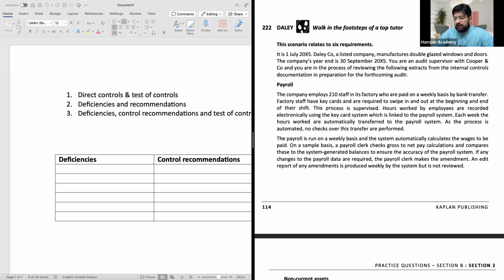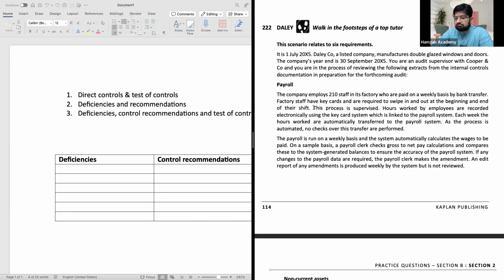So it is 1st July 20x5. Daley Company, a listed manufacturer, makes double glazed windows and doors. The company's year end is 30th September 20x5. You are an audit supervisor with Cooper and Company, and you are in the process of reviewing the following extracts from the internal control documentation in preparation for the forthcoming audit. The company employs 210 staff in the factory who are paid on a weekly basis by bank transfer. Factory staff have key cards and are required to swipe in and out at the beginning and end of their shifts. This process is supervised. Hours worked by the employees are recorded electronically using the key card system, which is linked to the payroll system.